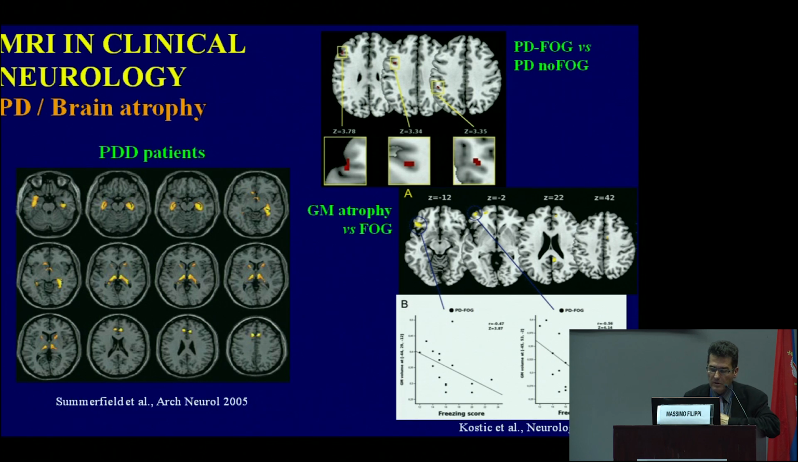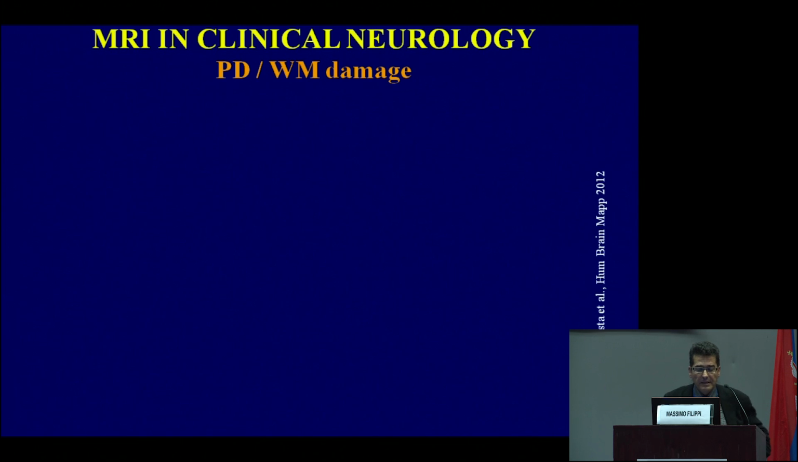This is work from Professor Kostic that we did together, where he showed that there is gray matter atrophy in areas of the brain, especially in the orbitofrontal regions and in the dorsolateral prefrontal cortex, which are present only in those patients with freezing of gait and not in those without this sign. And the amount of atrophy seen in these areas is related to the frequency and severity of freezing of gait. White matter damage is also seen in Parkinson's disease.